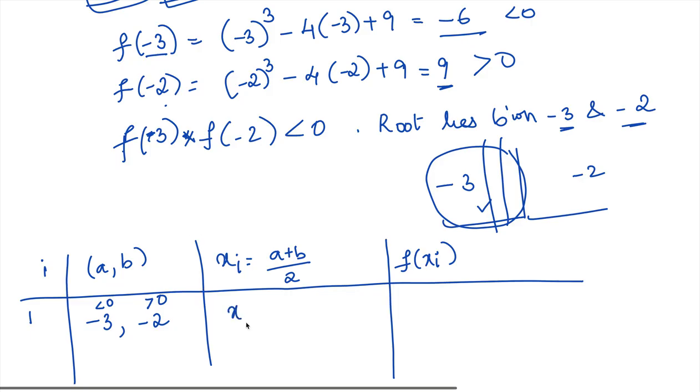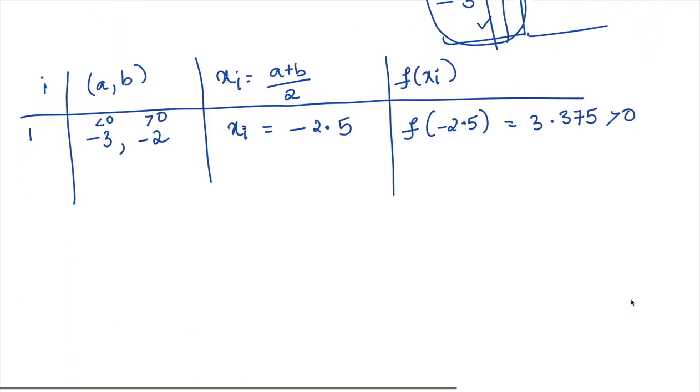Now we will see what is xi. Xi is (a plus b) by 2. So it's (minus 3 minus 2) divided by 2. It's minus 2.5. Now what is f of minus 2.5? It is 3.375, which is greater than 0.